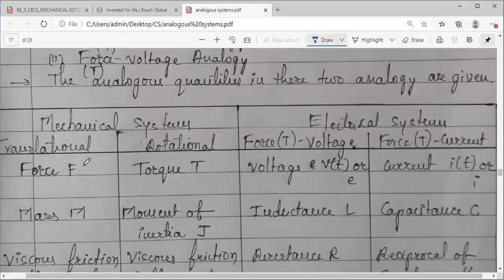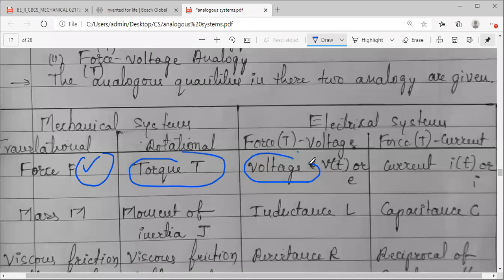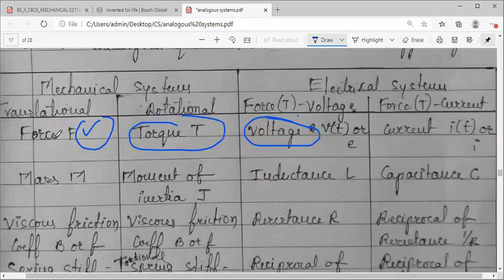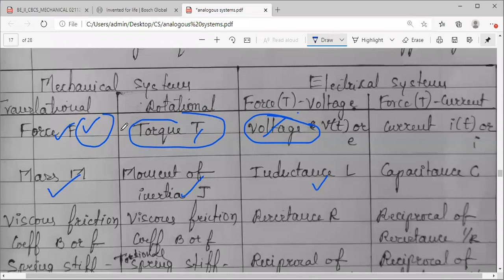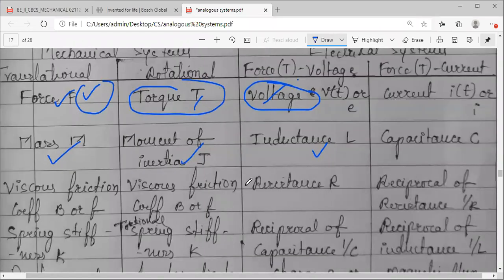You can see if you have translational mechanical system, if you have force, equivalently in electrical system, it is denoted as voltage. And in case of a rotational, if it is torque, again it is voltage. So either if it is force or torque, it is voltage only. If it is mass or moment of inertia J, it is inductance only. So this table, please go through it.